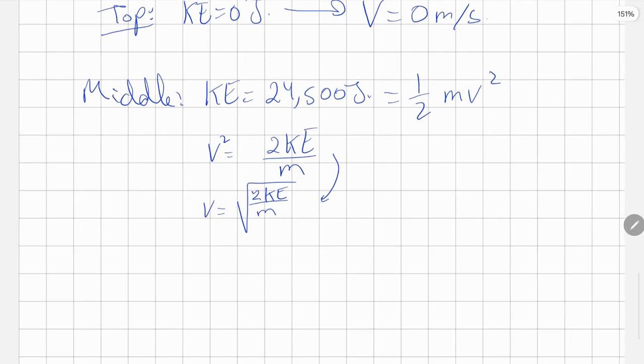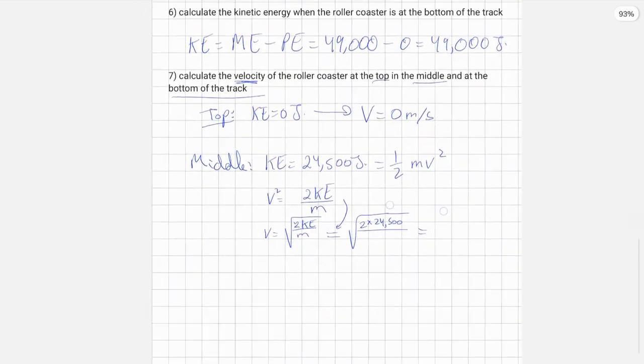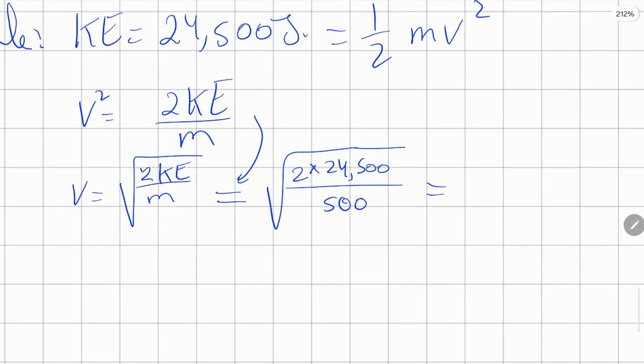Okay, now that we have the formula manipulated, we're going to plug in the numbers. We get 2 times the kinetic energy, which is 24,500, all over the mass, which is, as we said before, I think it was 500. There we go. All over 500, and we put this number on the calculator. We will get 9.9 meters per second.